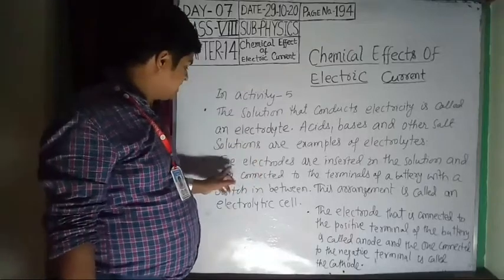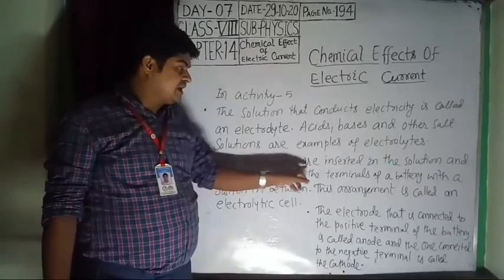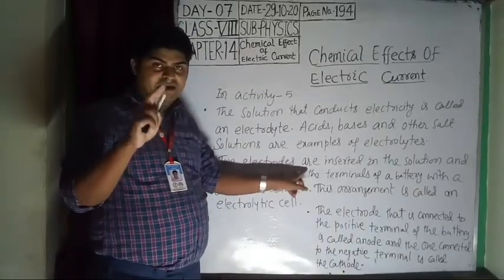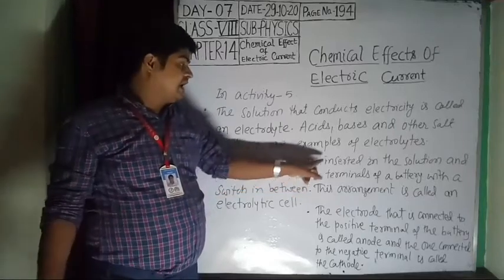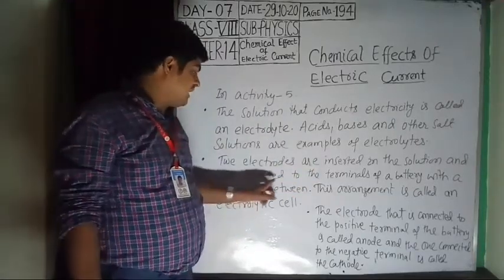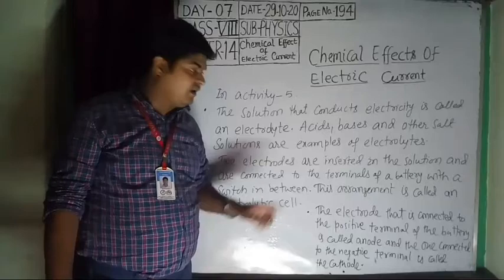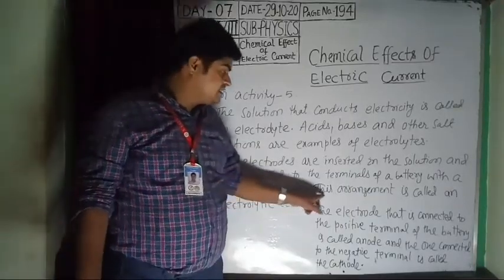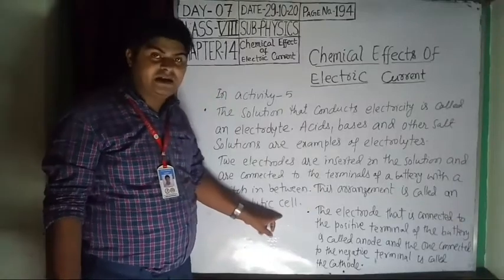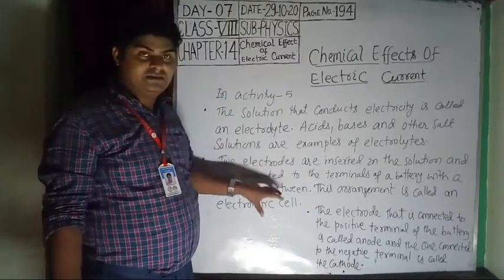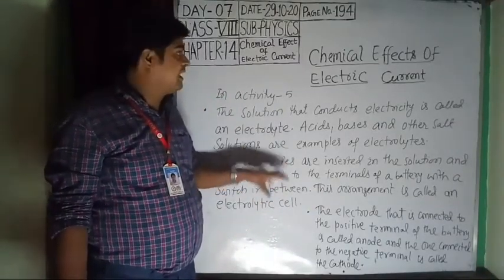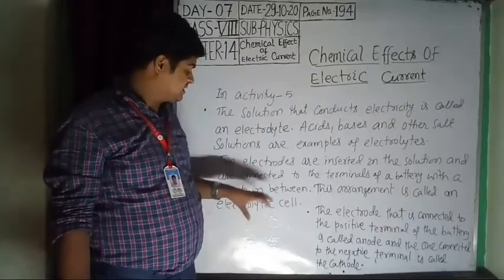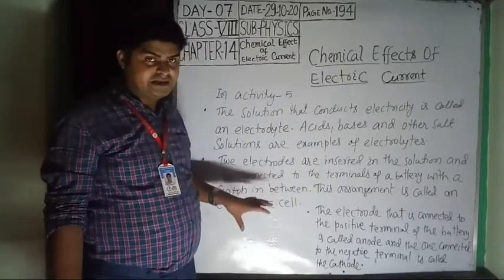Now the second point: two electrodes are inserted. I have told you that the two iron nails are called electrodes. They are inserted in the solution and connected to the terminals of a battery with a switch in between. This arrangement is called an electrolytic cell. The arrangement to show the chemical effect of electric current is known as an electrolytic cell.